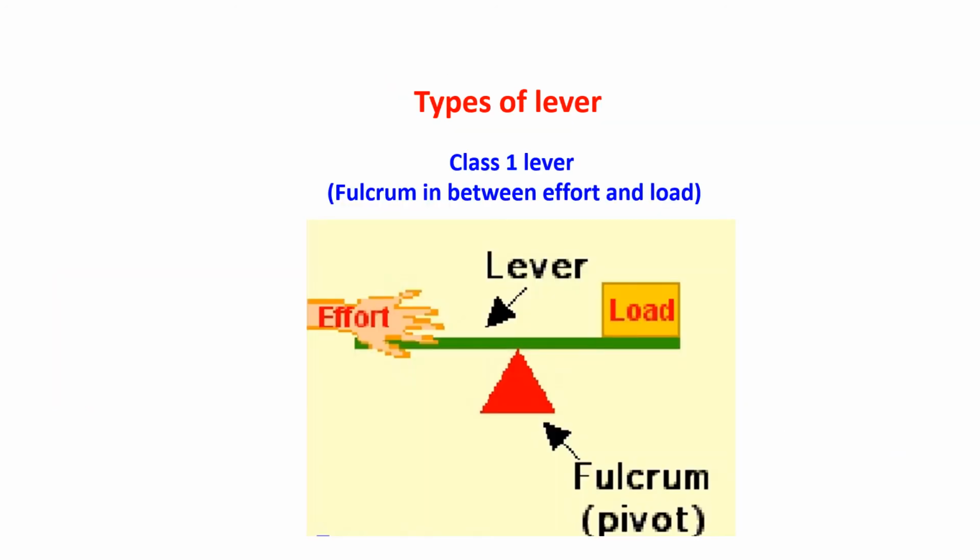Types of lever. Three types of lever are possible. Class 1 lever, in which the fulcrum is in between the load and the effort. See children, fulcrum is not in the middle. This is a wrong statement. Fulcrum is not in the middle. Please don't write it is in the middle. Middle means it is just at the center. So always write fulcrum is in between the effort and load. If this type of arrangement is there, then that lever is known as class 1 lever.